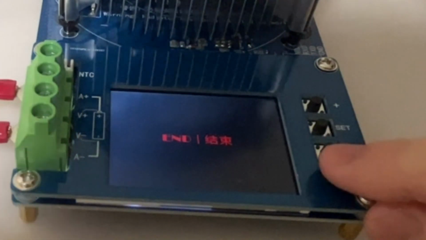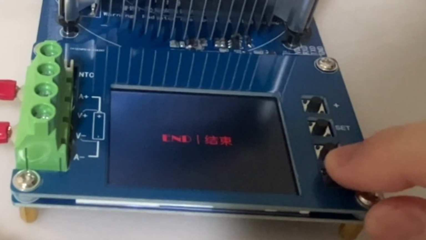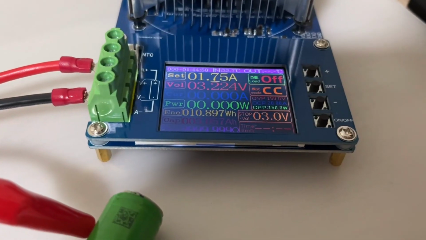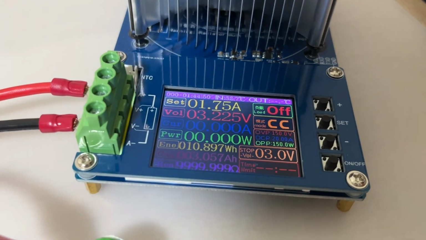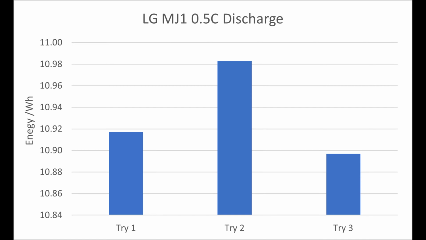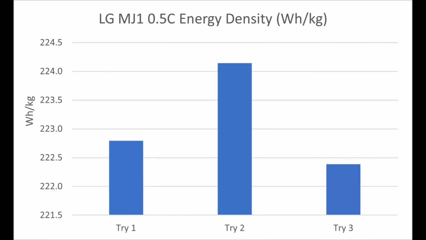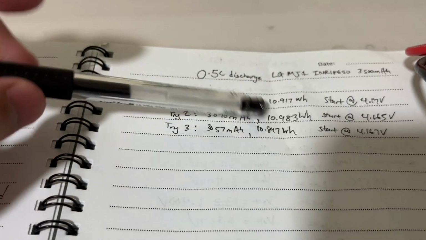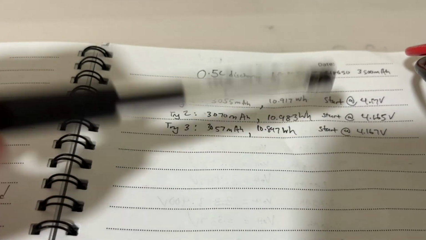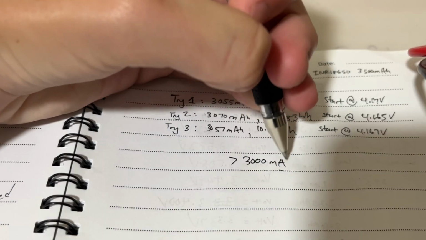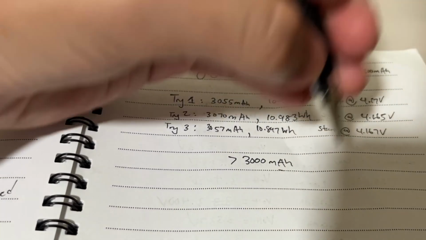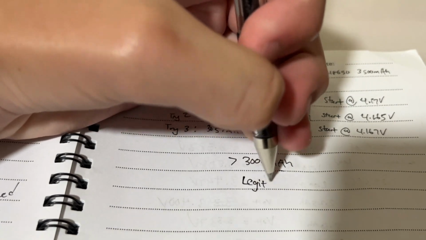And in 3, 2, 1, the capacity is slightly lower. It's only around 3057 milliampere hour. And the start is pretty much around the same as the previous one. The capacity is always above 3000 milliampere hour. So this means that the battery is legit.